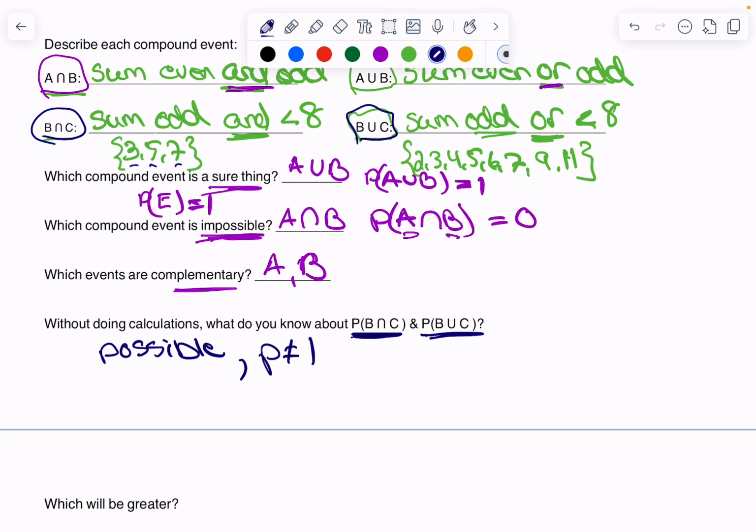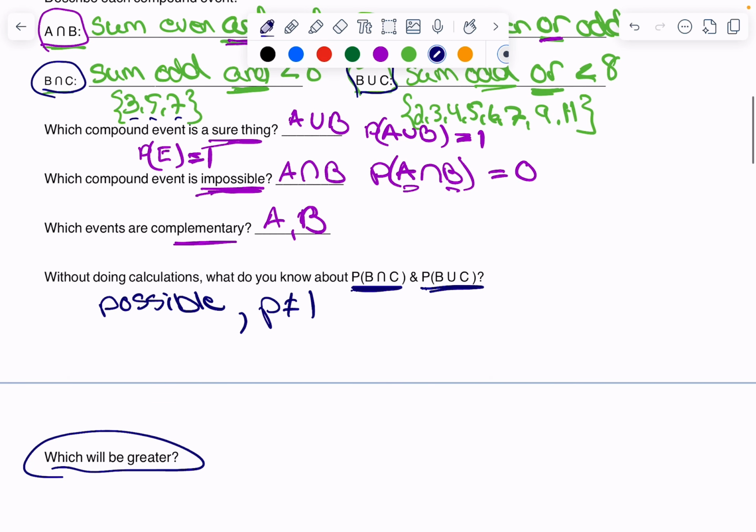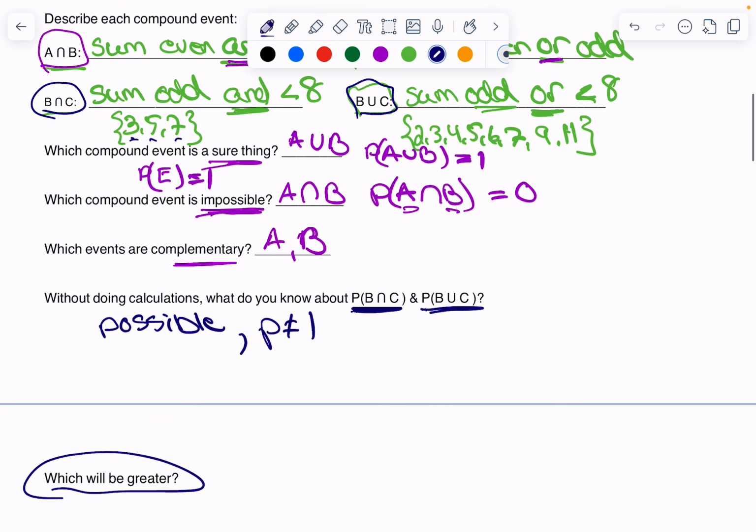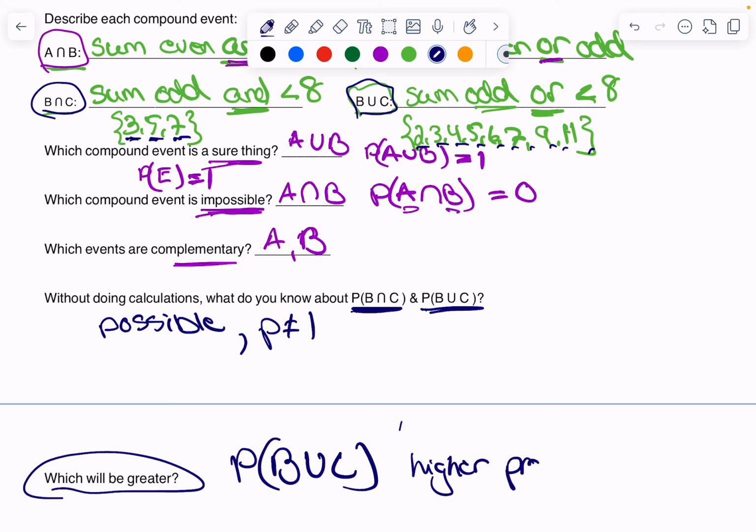Now, this next question is, which will be greater? Well, if we look at what we've got here in B intersection C, we've got 3, 5, and 7. B union C, we have a lot more numbers, so that has to be greater. This one is a higher probability.